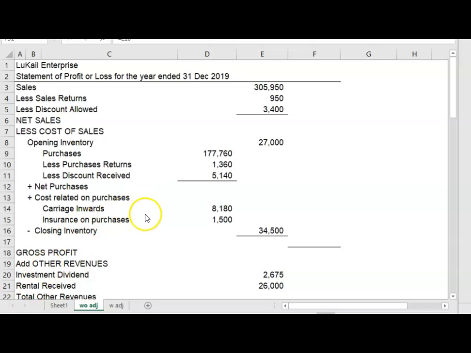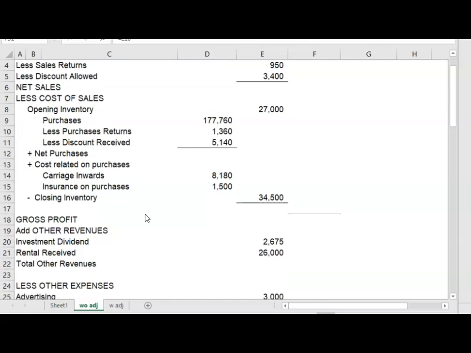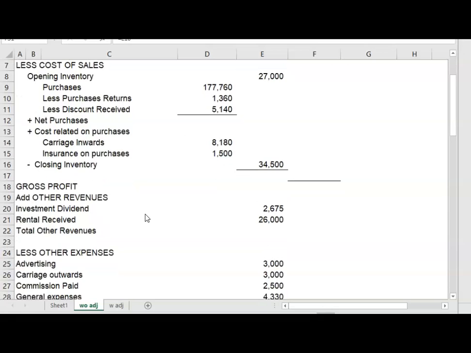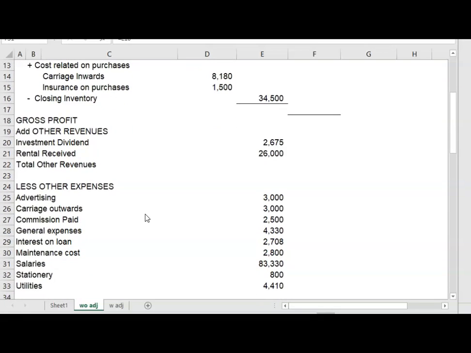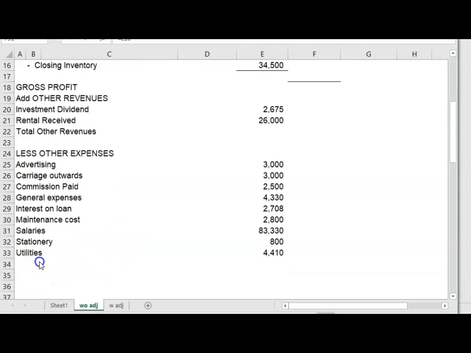Once you have calculated that depreciation, 5,160, you need to go to the statement of profit or loss. That 5,160 is the depreciation, the expense to the organization, to the business. So you need to put it in the other expenses part. So you need to put depreciation of motor vehicles.